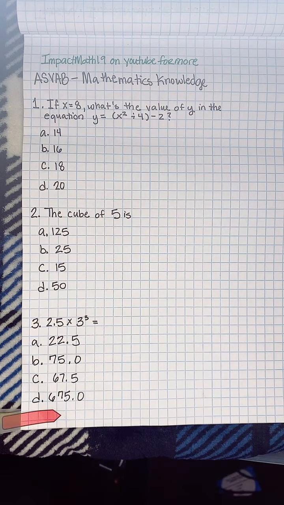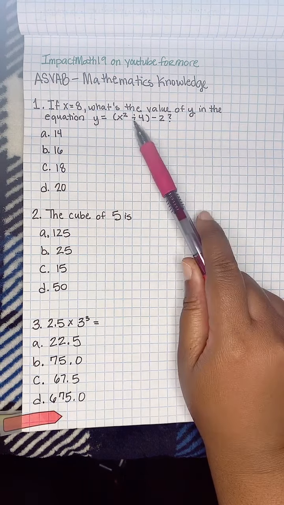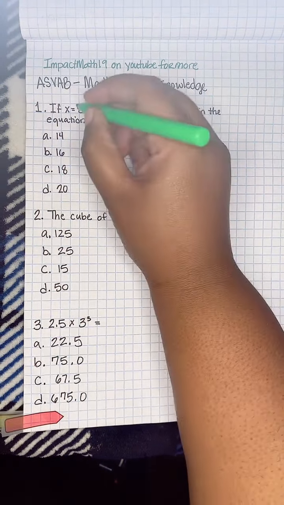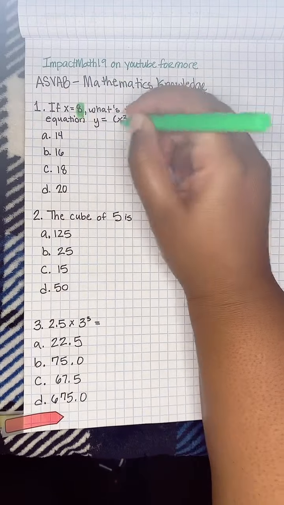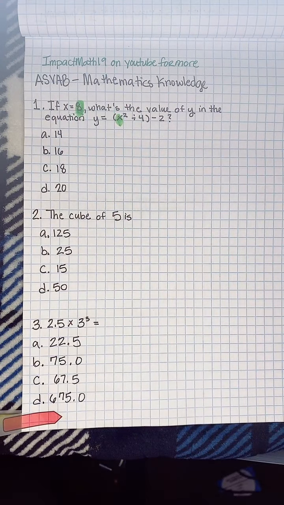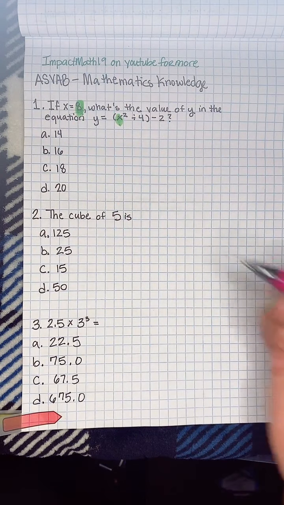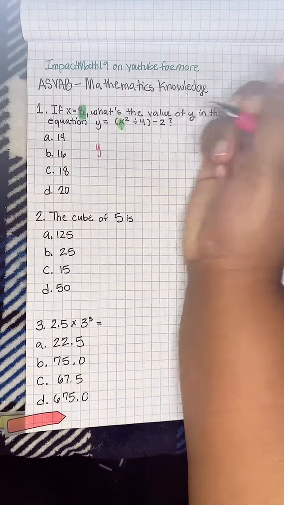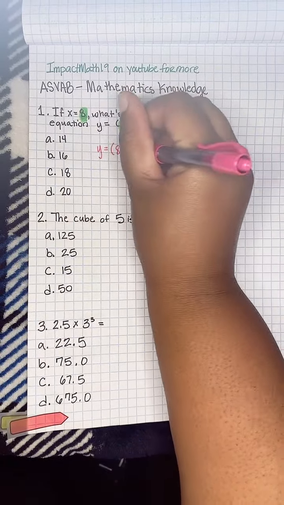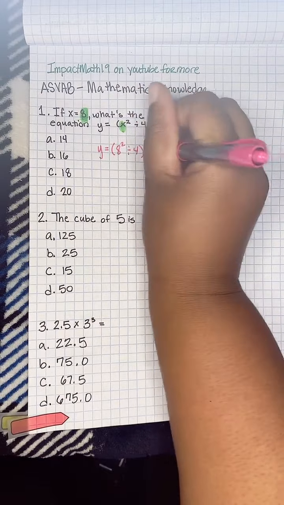So it says if x equals 8, what's the value of y in the equation y equals x squared divided by 4 minus 2? Okay, remember on the ASVAB, you are not allowed to use a calculator. So we're going to be doing this all by hand with our brains. When it says x equals 8, you're plugging in 8 wherever you see an x. So we're going to do y equals 8 squared divided by 4 minus 2.